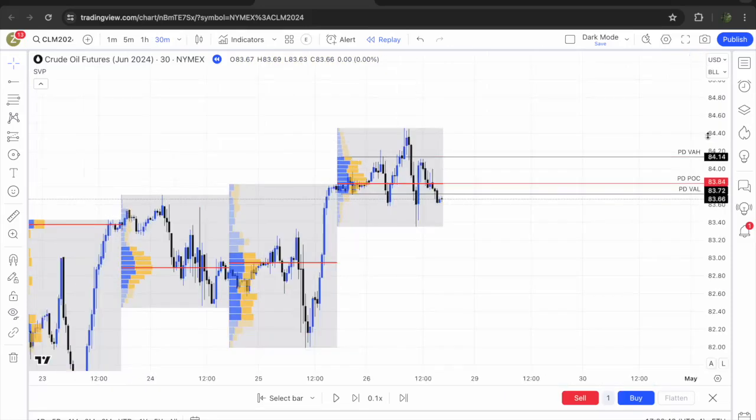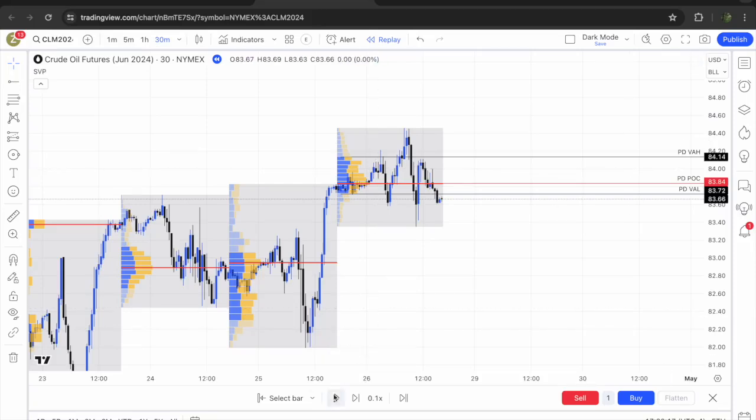Okay, so first thing we're going to go over is how can we use these levels to give us context on the current day's price action? And can it give us a directional bias, and can it give us levels to trade off of in that direction of our bias? So a couple of rules of thumb that you can look at is, okay, where is the current day opening in relation to our previous day's value areas?